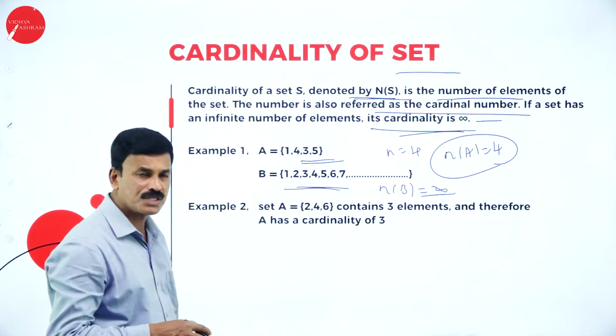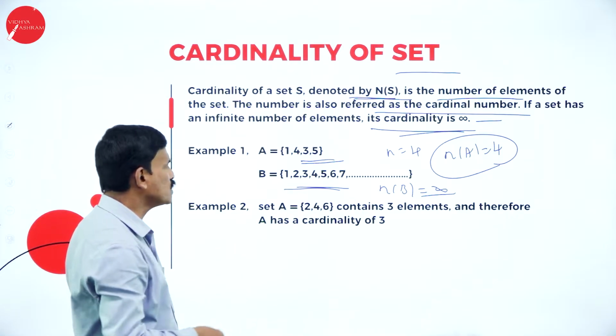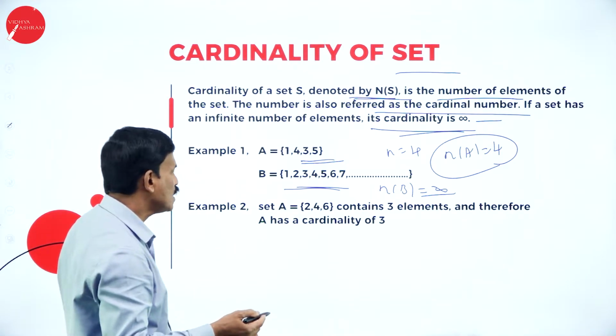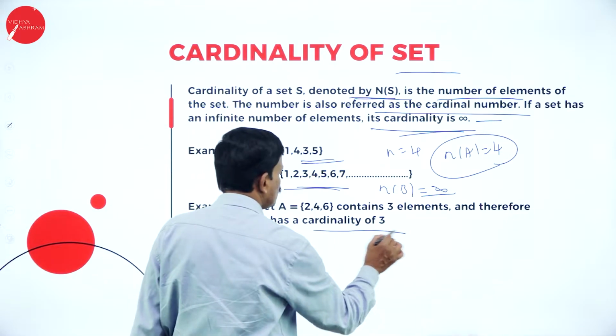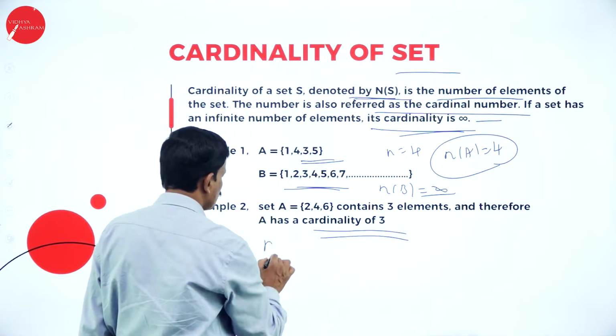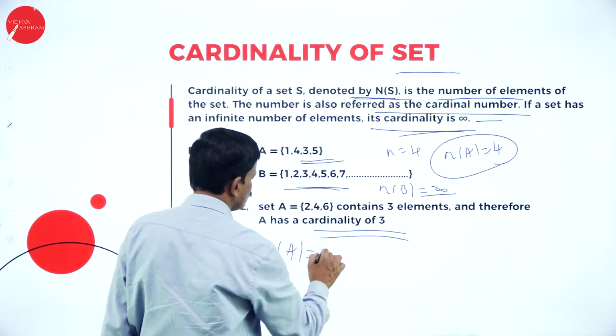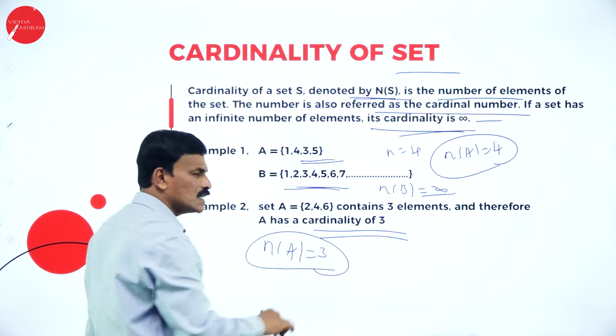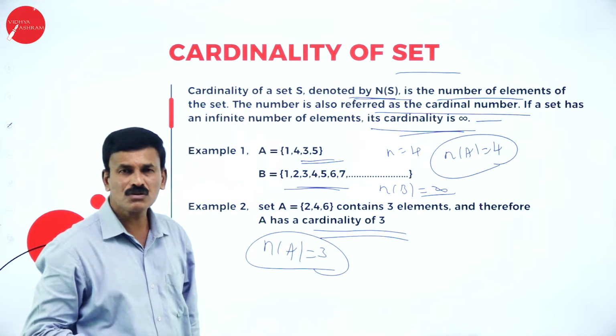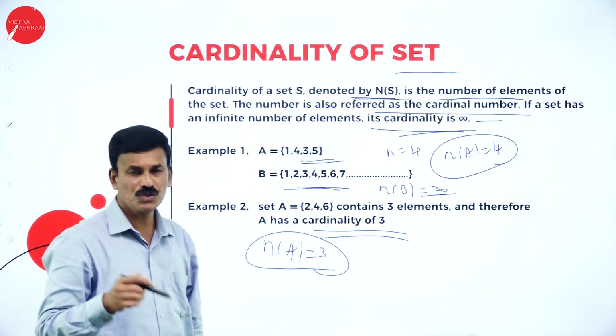Now, let us take one more set. Let A = {2, 4, 6}. This contains 3 elements and therefore, the cardinality of this set is 3, and it is denoted as n(A) = 3. The number of elements in the set A is equal to 3, that is the cardinality. Okay, now you got an idea.